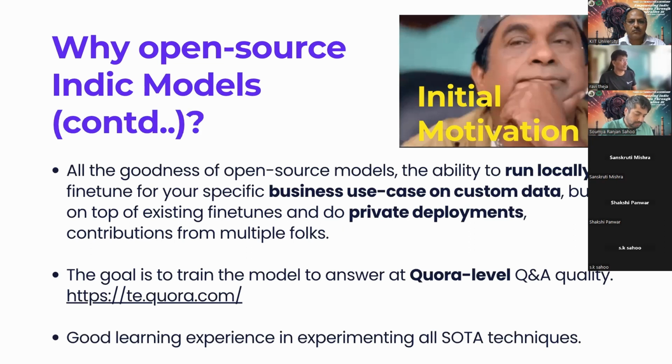And continuing on why open source models: this gives the ability to run locally. You can make these models very efficient and let local people use them on their mobile phones in future as well. As we build open source, we'll learn more business use cases and see how we can improve models for those specific use cases, and then make much smaller models, so good that they will be deployable on a mobile itself in future. So the end goal is to train a model that can answer at Quora-level question answer quality.